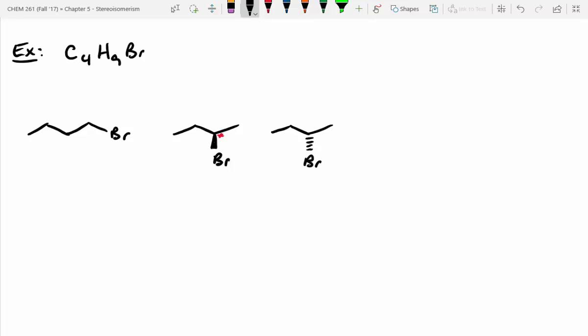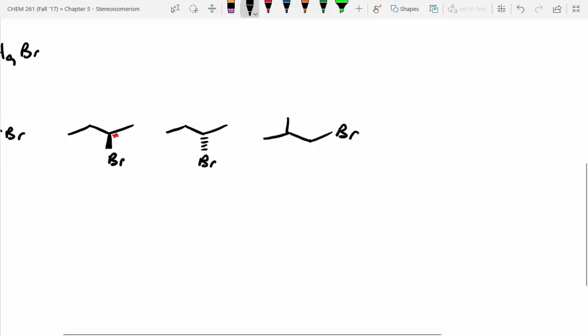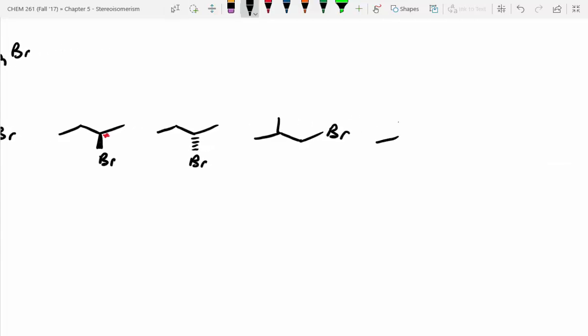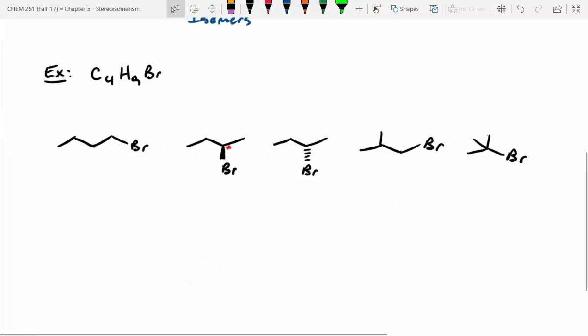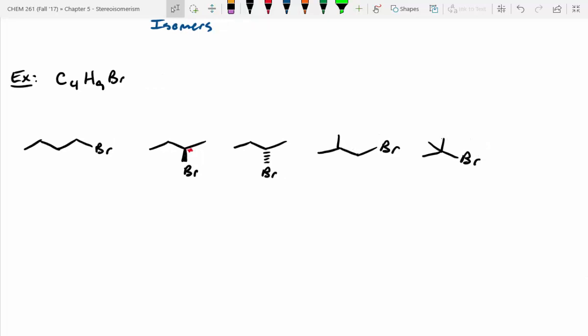All right, let's try doing some more isomers. I would say this would be another one, right? And then last but not least, see how they're all different though? So let's try to name them, right? So for example, with this one, our longest carbon chain would be 1, 2, 3. So this would be 1-bromo, 2-methyl, propane.